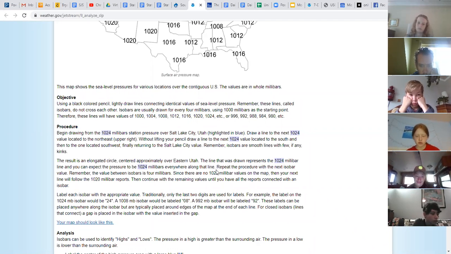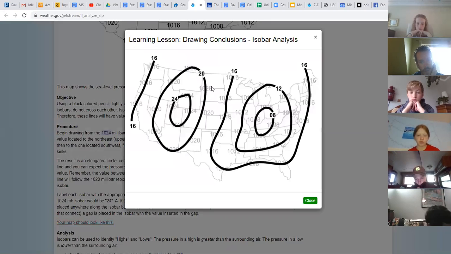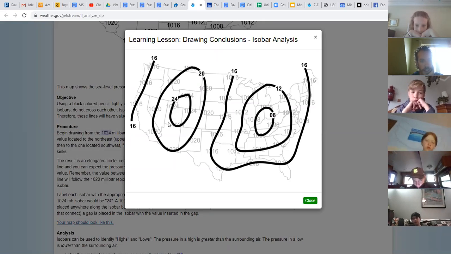If we were doing this on paper, we would repeat that procedure with the next isobar value. Isobars are lines that connect areas of equal pressure, and our interval is every 4 millibars. So if we started at 1024, we would go up to 1028, and so on, down to 1020. The point is that from the map we started with, if we were to trace lines to connect areas of equal pressure, here's what we would get.